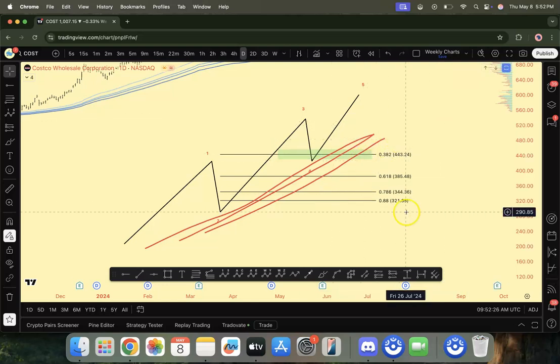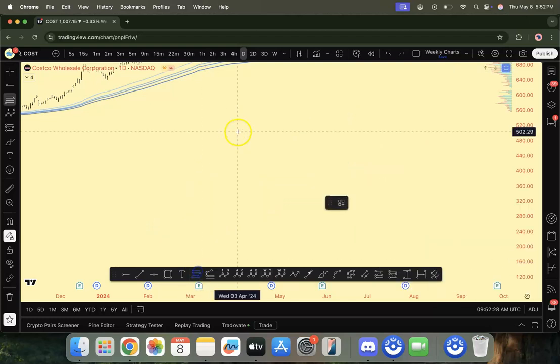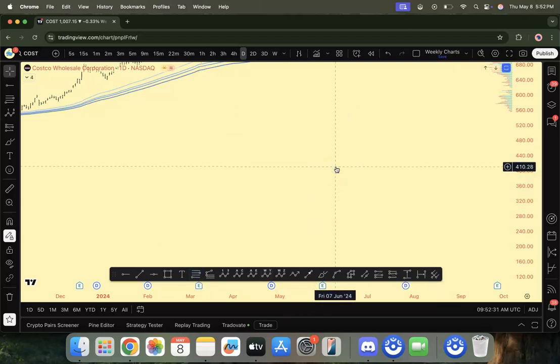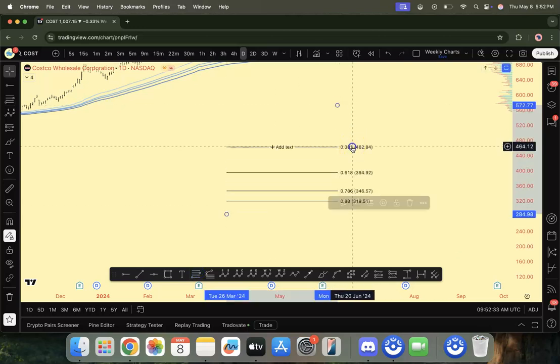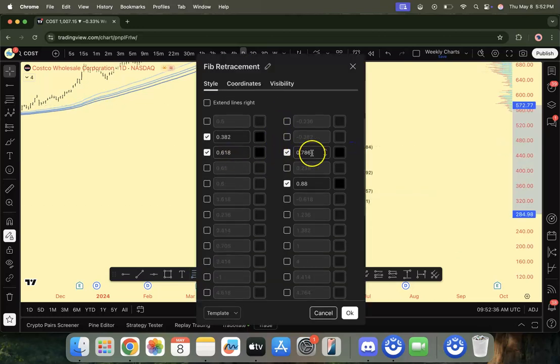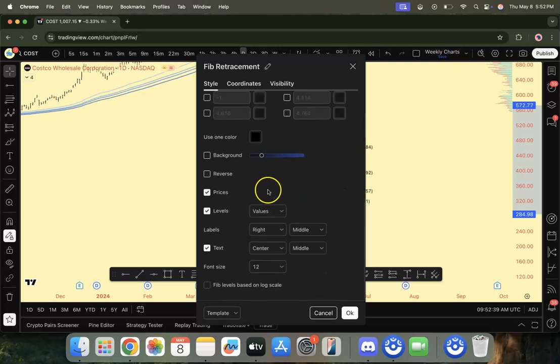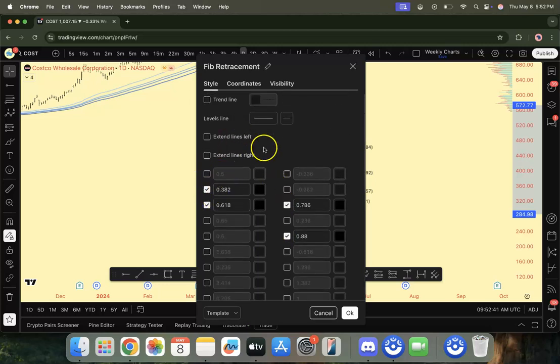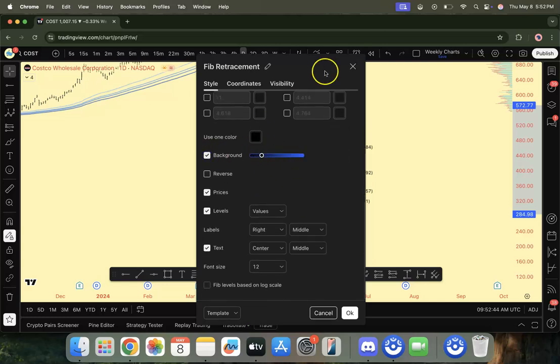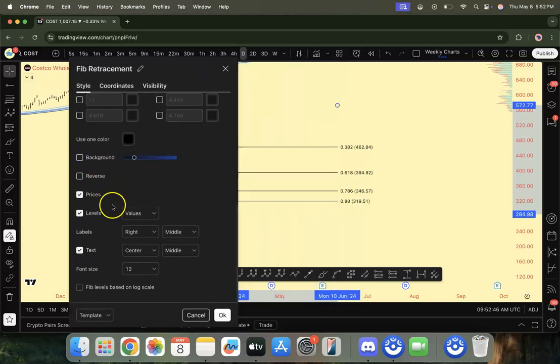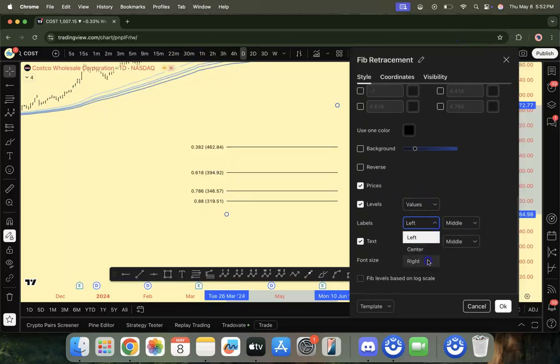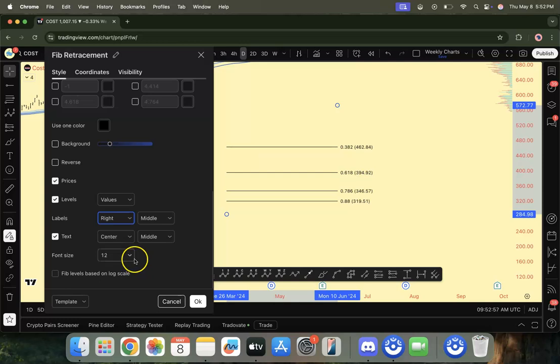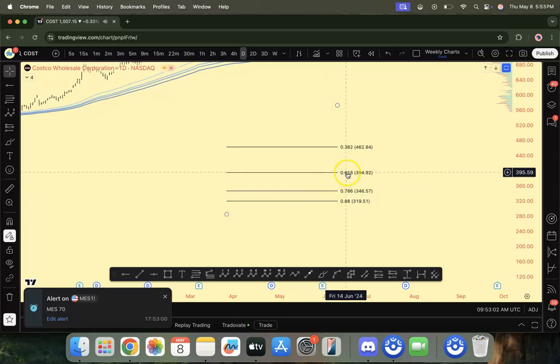So let's take a few examples. And again, my settings for the fib retracement are 382, 618, 786, and a 0.88. Keep it very clean. I don't put any colors or backgrounds, right? A lot of people like to use colors, I don't use the colors too much. Prices, values, right side or left side, depending on your aesthetics, what you want to see. But I typically keep it on the right. And font size, if you have bad eyes, you can put it larger. So this is exactly what I like to see.